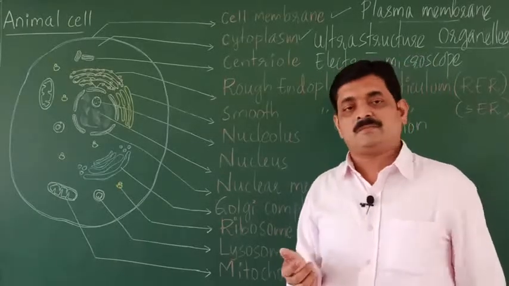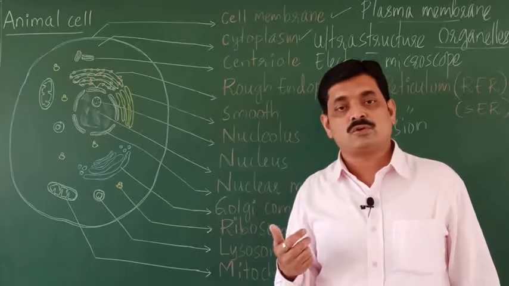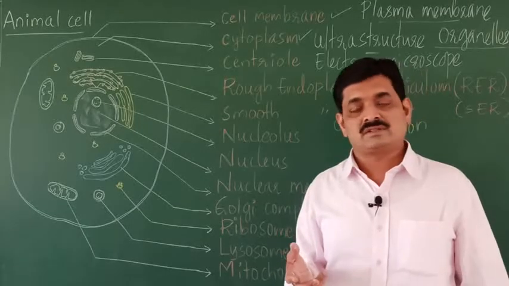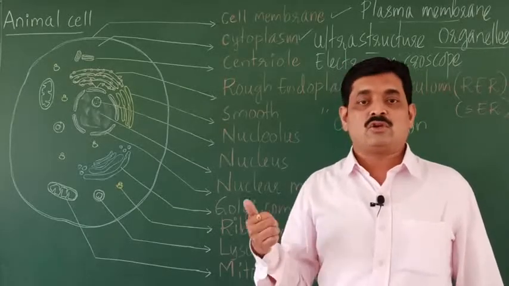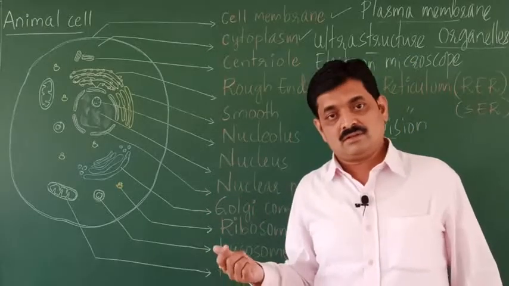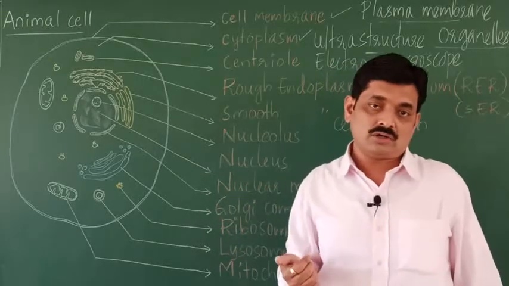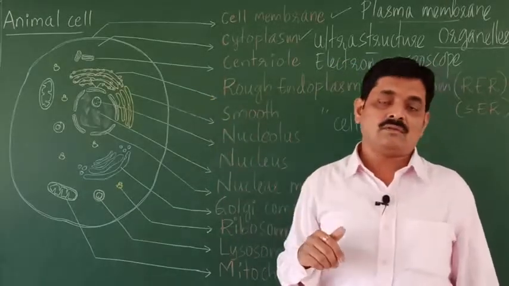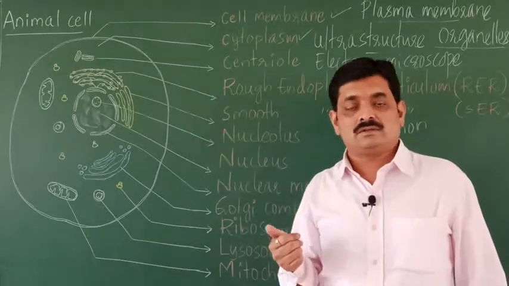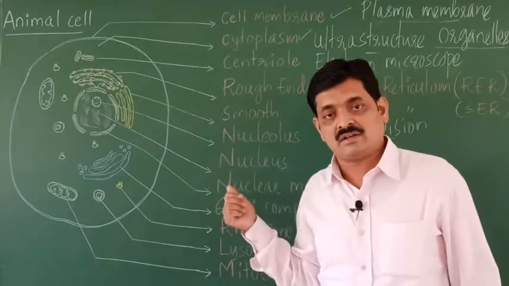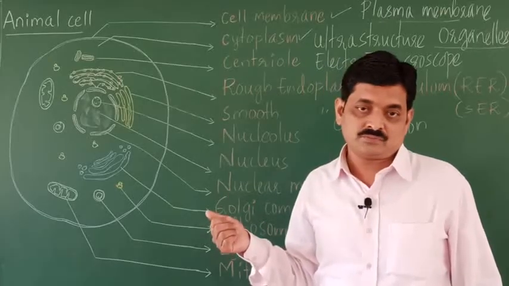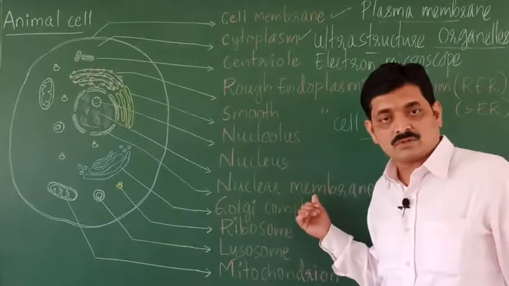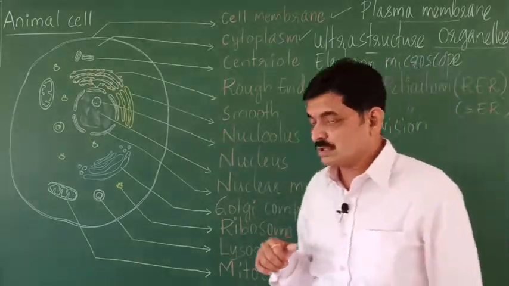And such cells which have a true nucleus, what type of cells can they be called? In the previous video we discussed two types of cells, eukaryotic cells and prokaryotic cells. So a cell having a true nucleus is called a eukaryotic cell. The animal cell is an example of a eukaryotic cell because it has a true nucleus. The nucleus is a true nucleus because it is surrounded by the nuclear membrane.